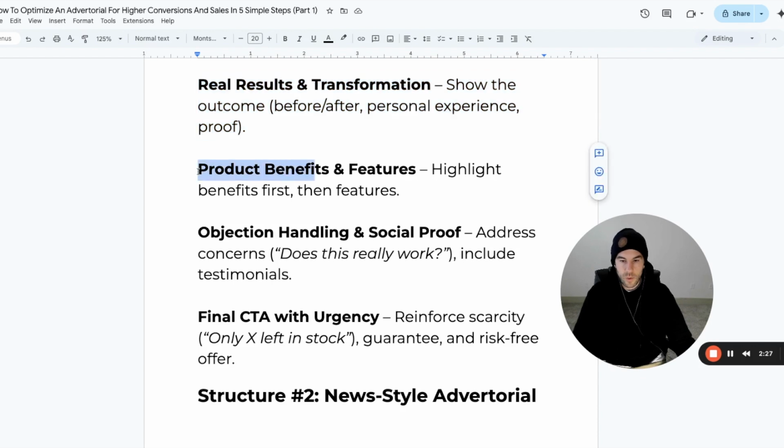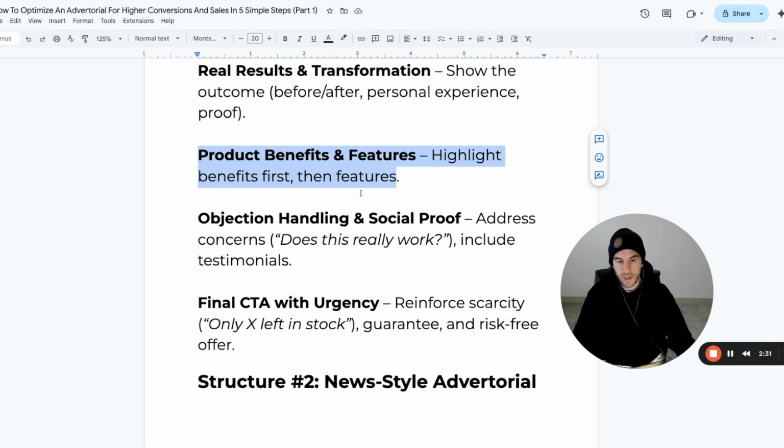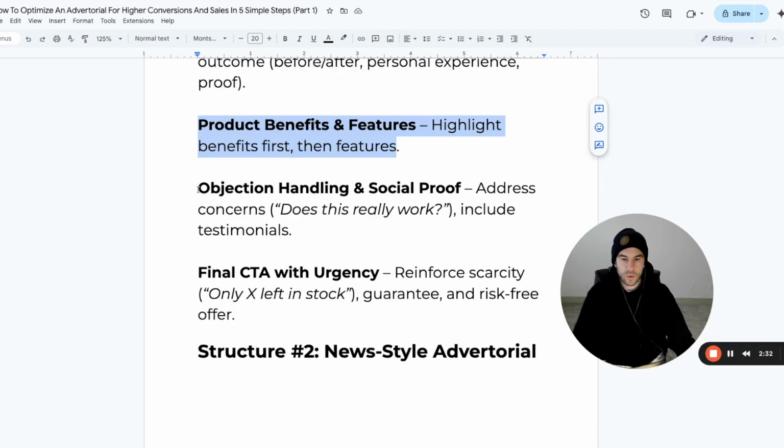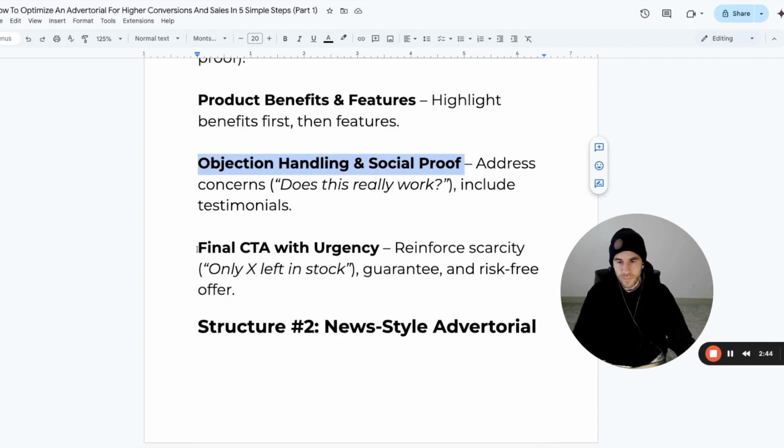Then we're going to get to the product benefits and features. We're just highlighting the features first, and then we're getting the benefits. We're going to objection handle and include some social proof. So we're going to really address the concerns like, does this really work? We're going to include testimonials and things like that. And then we're going to have a final call to action with urgency, just to reinforce scarcity, only X left in stock, give them a guarantee, and tell them that it is a risk-free offer. And then we're going to have our final sign off.